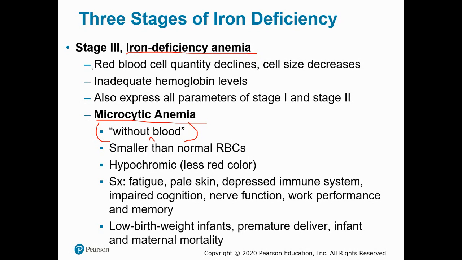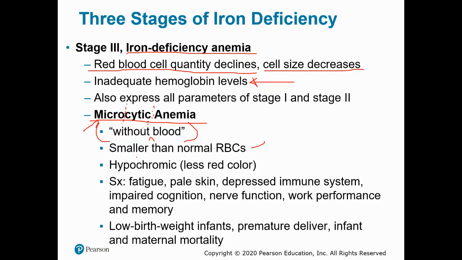So in iron deficiency anemia, we see a decrease in red blood cell total amount, so a decrease in quantity. We also see a decrease in the cell size, and that's what this term microcytic means. Remember, micro means small, and cytic refers to cell, right? So microcytic meaning small-celled anemia. So small cells, decreased in quantity. That's definitely going to lead to a decrease in hemoglobin levels. And so this is where we really start to have some pretty serious symptoms. So, smaller than normal red blood cells.